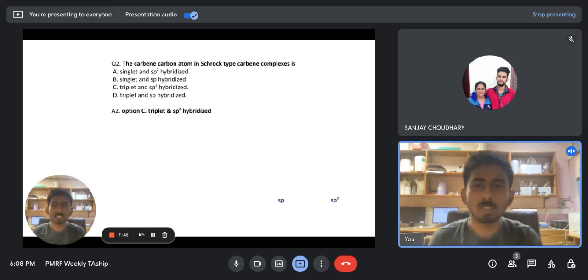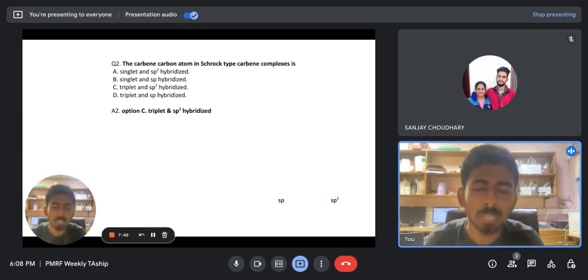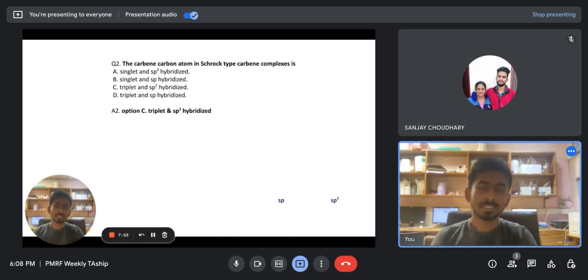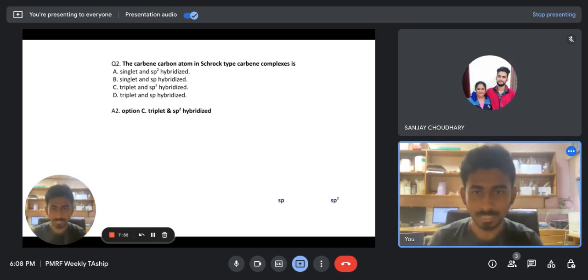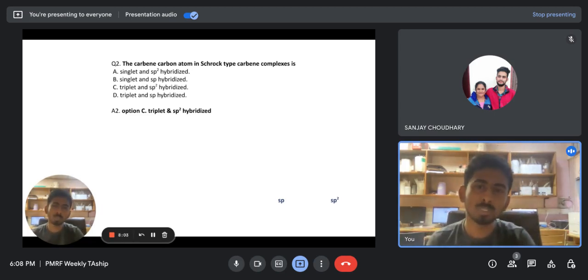So coming to the second question, this question is regarding the other type of carbene, that is the Schrock type of carbene complexes. The four options are singlet and sp2 hybridized, singlet and sp hybridized, triplet and sp2 hybridized, or triplet and sp hybridized. So the correct option here can be both C and D, triplet and sp2 hybridized.